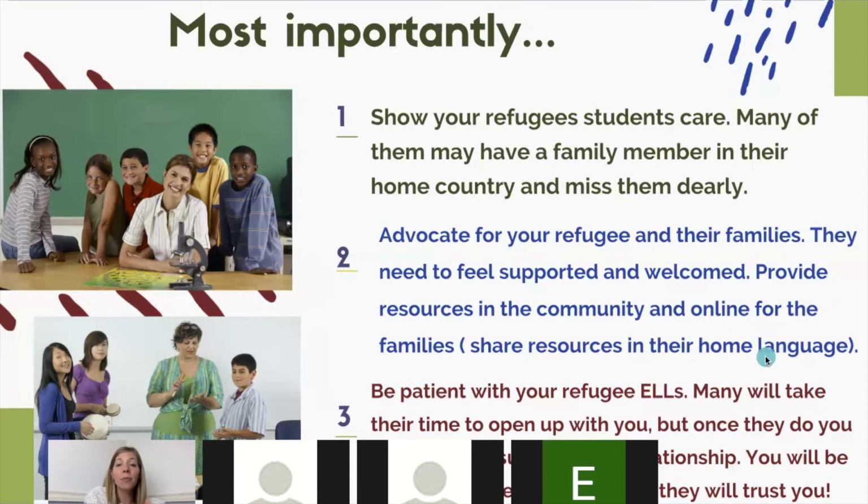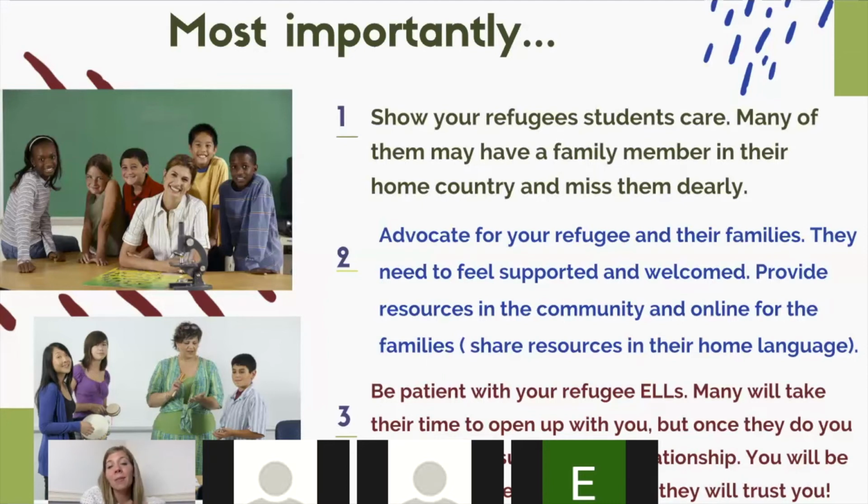Yes, provide resources in the community and online for the families. Like we said, use talking points, look in the community, see what community resources are available. So many of them are free. And so help those families get set up in a new country.